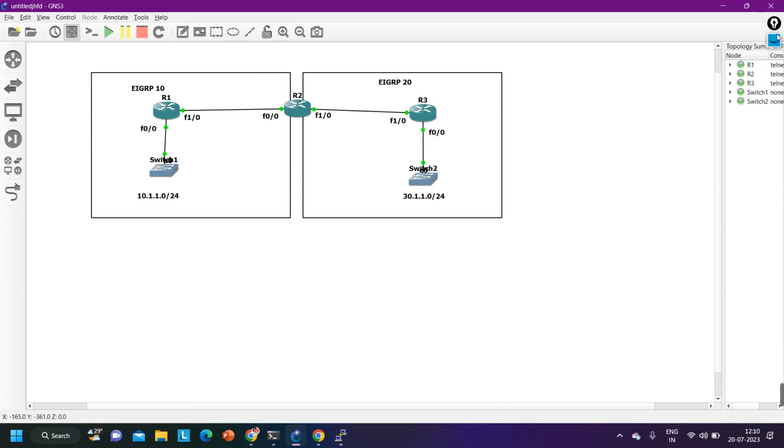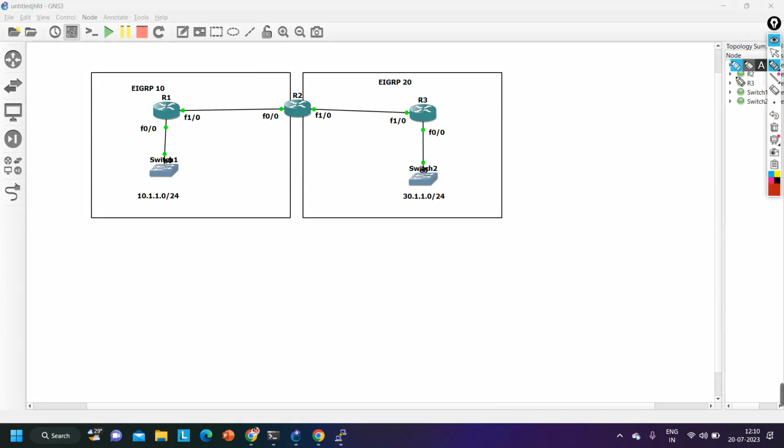Yes. Router 3 is advertising the 30 network to router 2, but router 2 will not forward it to router 1, and router 1 will also forward its update message to router 2, and router 2 will not forward that update message to router 3. Done. So by default, guys, two different routing domains cannot communicate with each other.